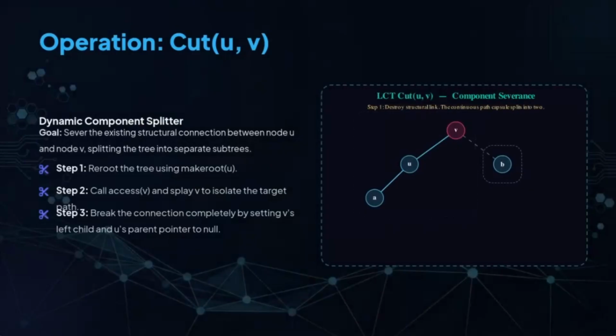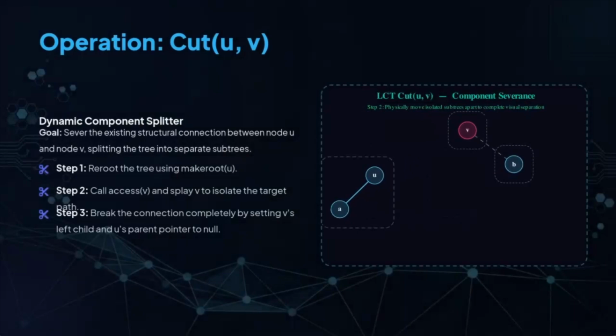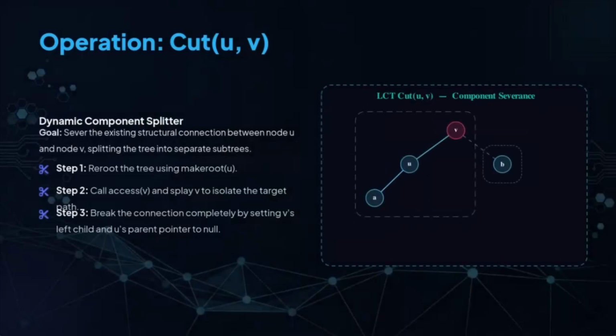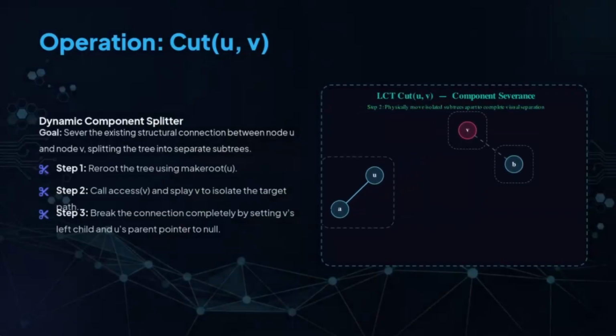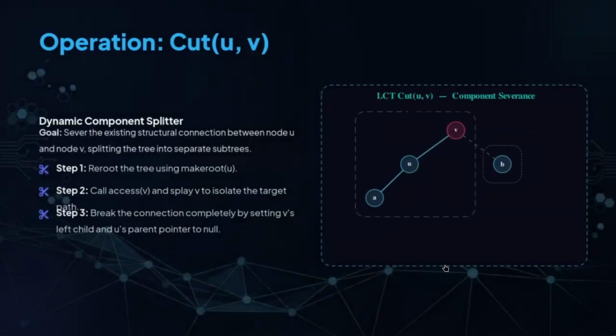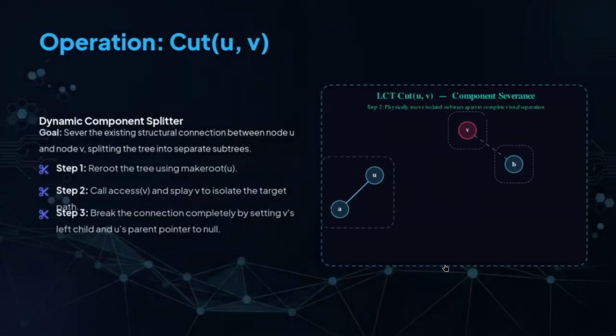Finally, we have our dynamic component splitter, cut of U, V. The goal is to sever the existing structural connection between node U and node V, splitting the tree into separate subtrees. Step 1, reroute the tree using make root of U. Step 2, call access of V and splay V to isolate the target path. Step 3, break the connection completely by setting V's left child and U's parent pointer to null. The video loop illustrates how cleanly the components break apart.